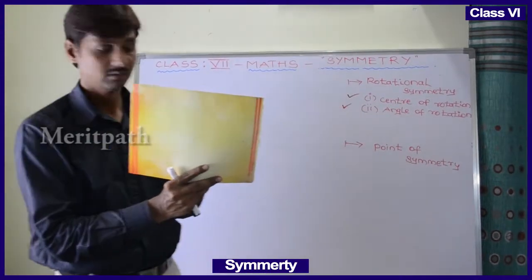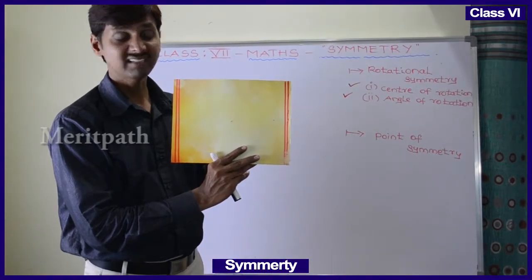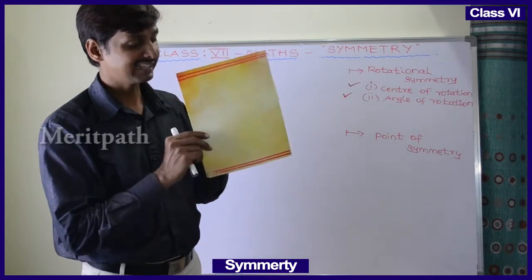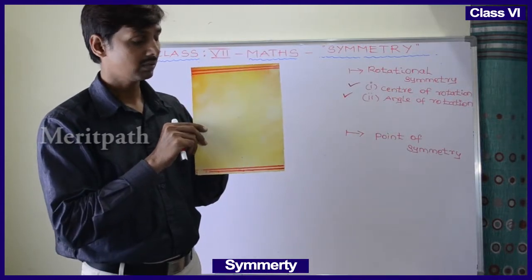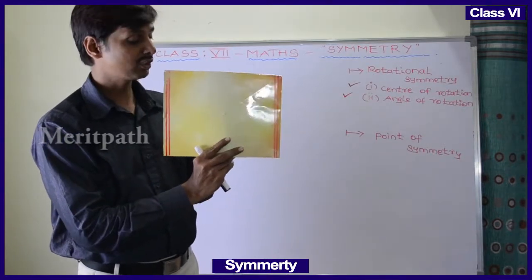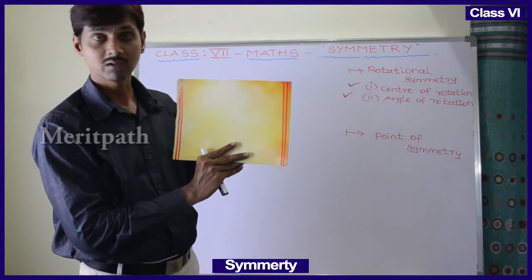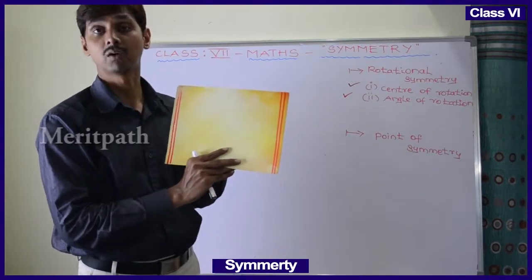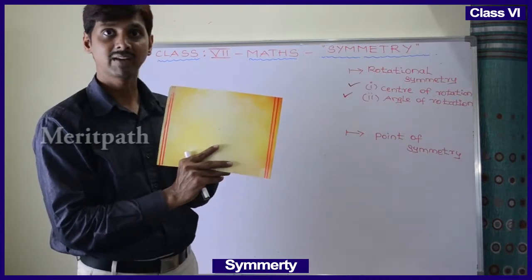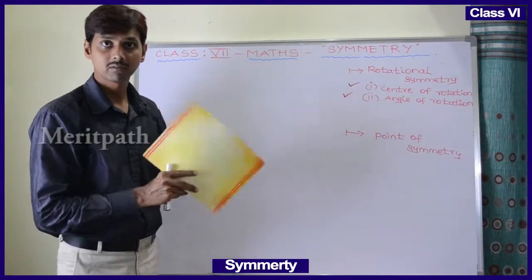So let's take again, this is an object. Let's turn this object for 180 degrees. This is 90 degrees we have turned. Again 90 degrees we have turned. So it regained its position. Before that, how it was, we got the same position. So when an object is turned for 180 degrees and gets its original position, then it is called point of symmetry.